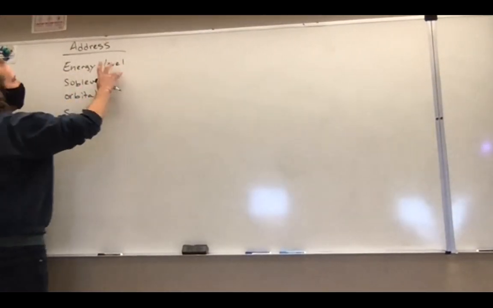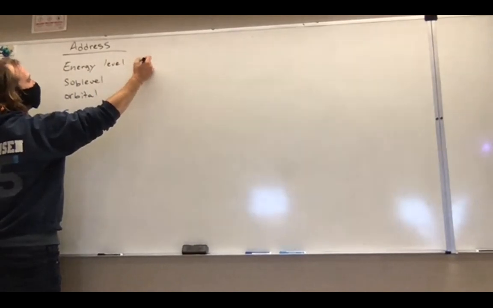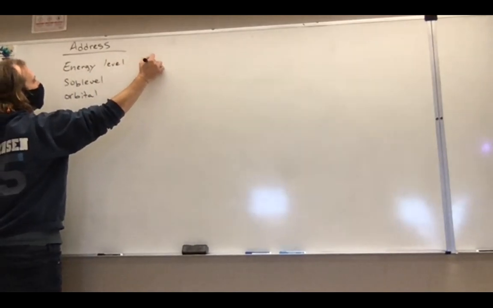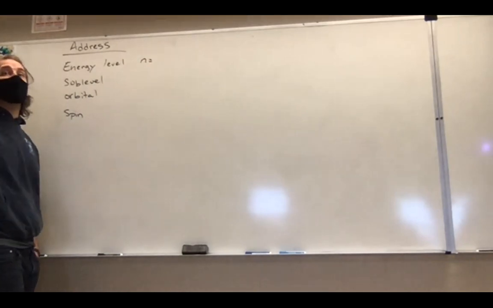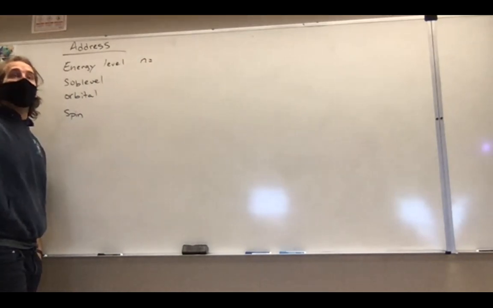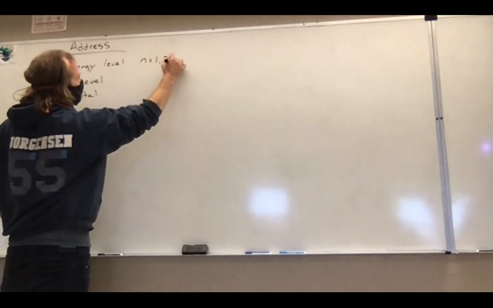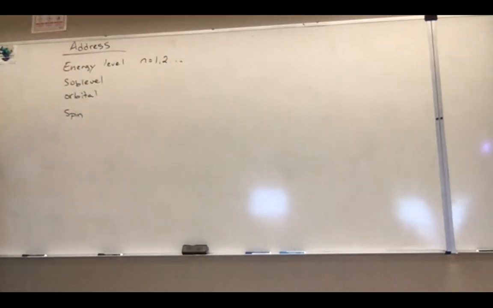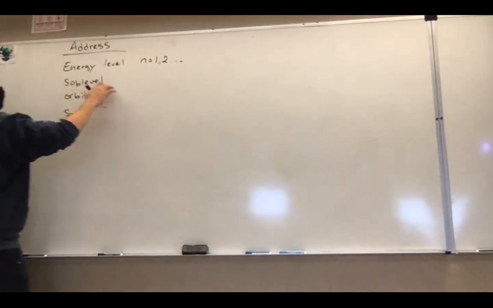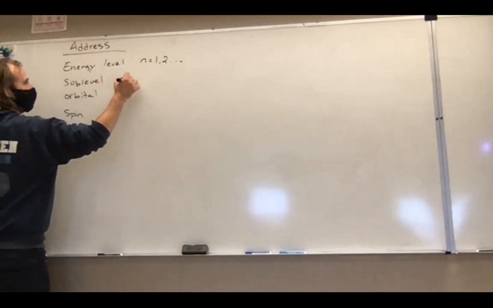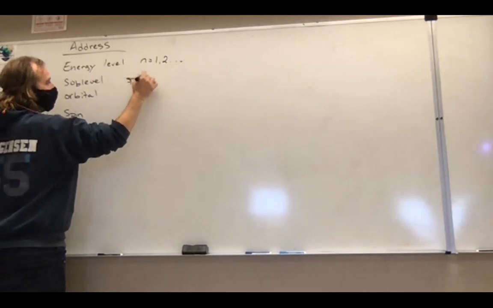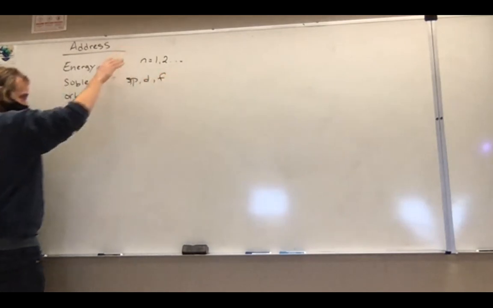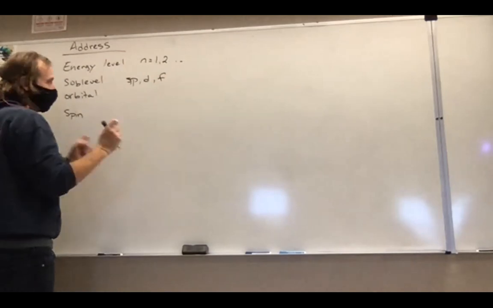How did we identify our energy levels? What did we use to show the energy level? N equals whole numbers. N equals 1, N equals 2, et cetera, which is a big whole number for our energy levels. Sublevels, we get the letters. What were the 4 letters? S, P, D, and F. We're just taking the energy levels and splitting them into smaller groupings or subsets.